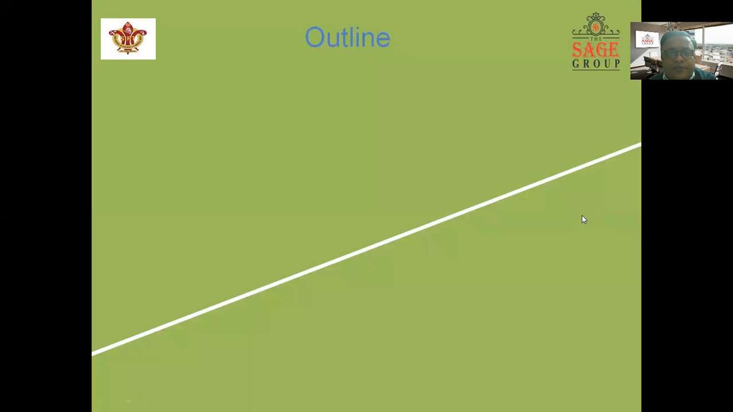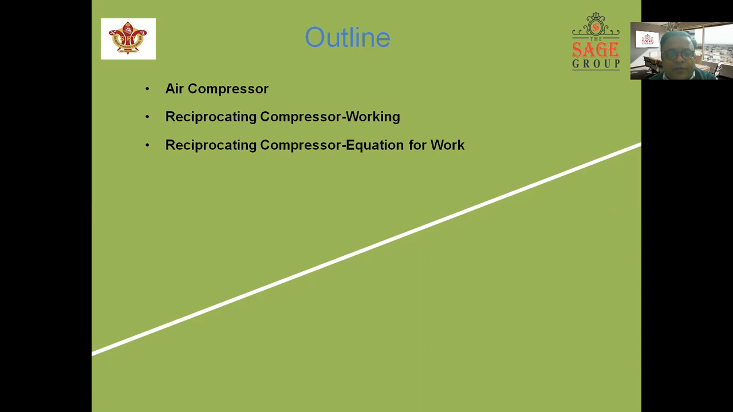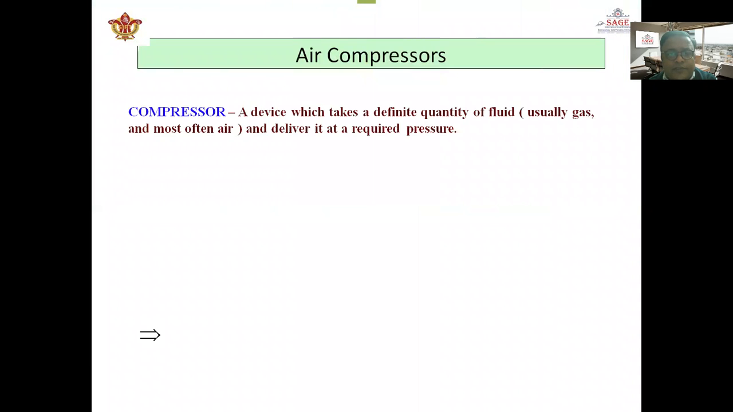Before going on to the main slide, today I will discuss the outline. This is the outline of today's lecture: air compressor, reciprocating compressor working, and reciprocating compressor equation for the work done with the clearance volume. This is the first slide.